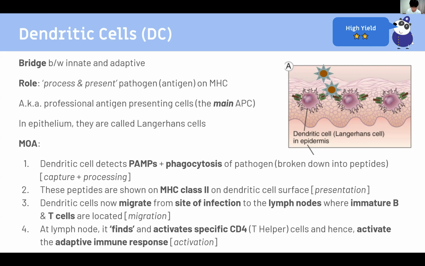So this is why it's called the bridge between innate and adaptive, because it starts off being innate, like a macrophage, detecting the PAMPs and just phagocytosing every pathogen. It's not specific to a particular pathogen, but then it will present a peptide, a degraded protein of one of the pathogens, on its MHC class 2 markers, which we'll talk about a bit later. Then it will migrate to a lymph node where there are immature B and T cells, and activate specific CD4 T helper cells, which basically activates the adaptive immune response.